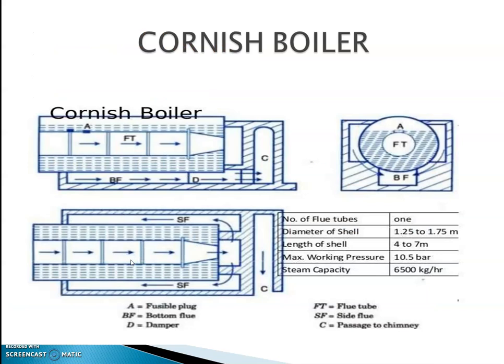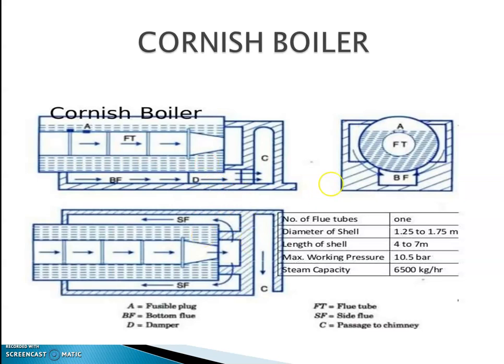The next boiler is the Cornish type, which is also a fire tube boiler. This type of boiler was invented in Cornwall. This boiler is also stationary, internally fired, with natural circulation, and the position is horizontal. The specifications of this Cornish boiler are: number of tubes is 1, the diameter of the shell is 1.25 to 1.75 m, the length of the shell is 4 to 7 meters, the steam pressure is 10.5 bar, and the steam capacity is 6500 kg per hour.